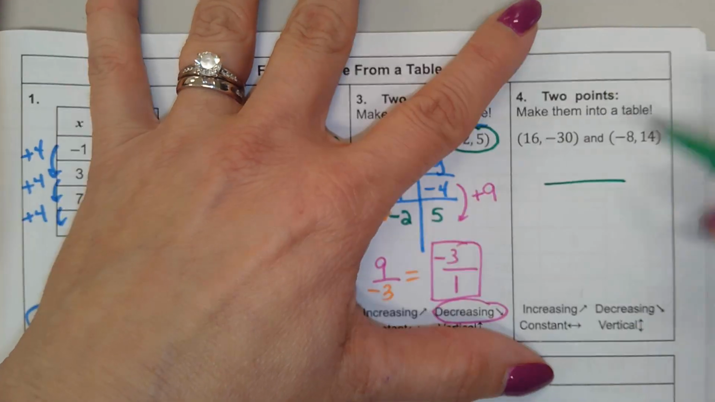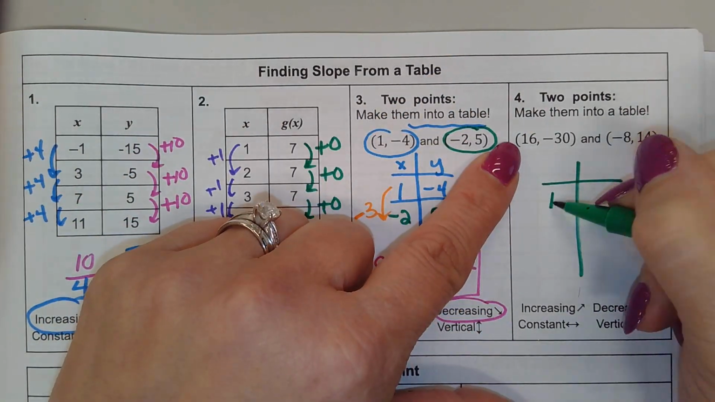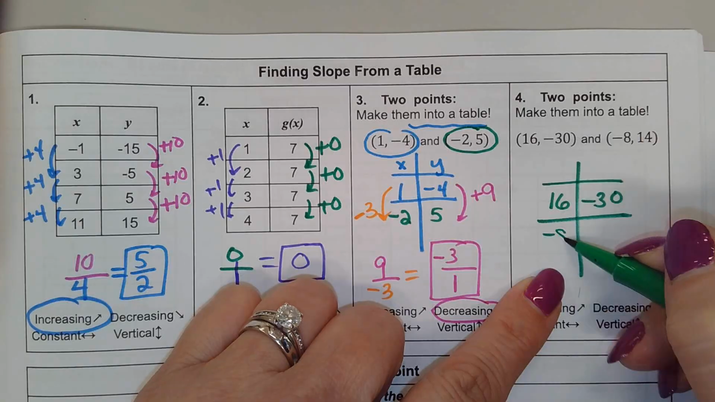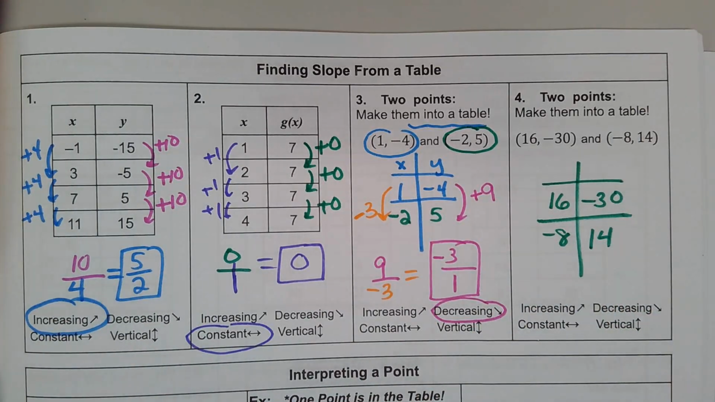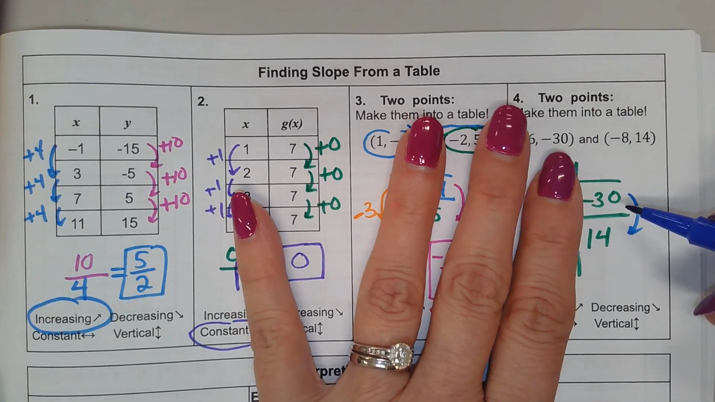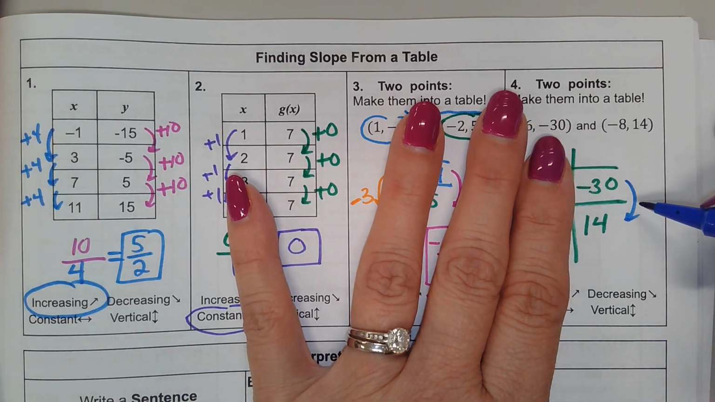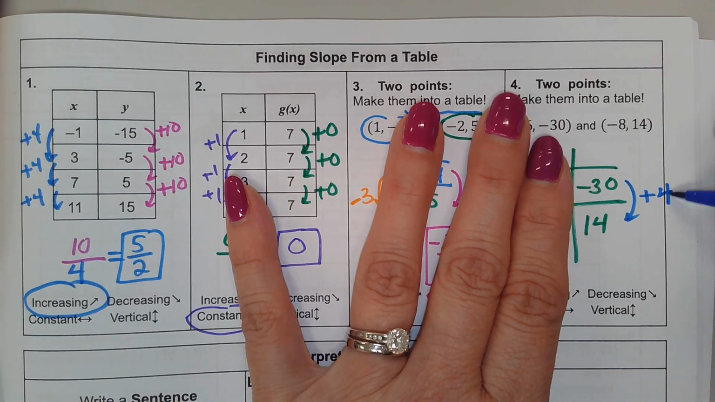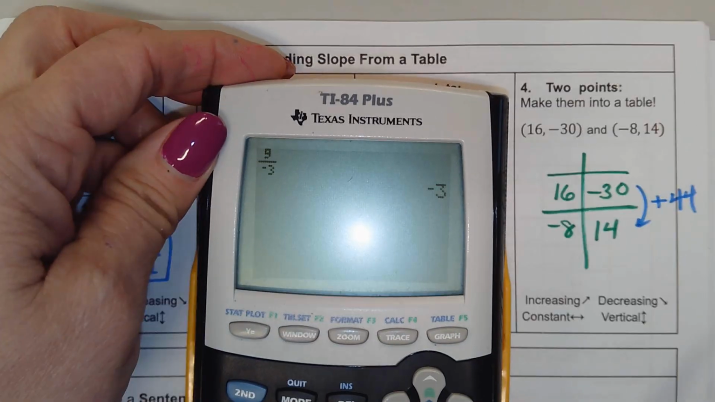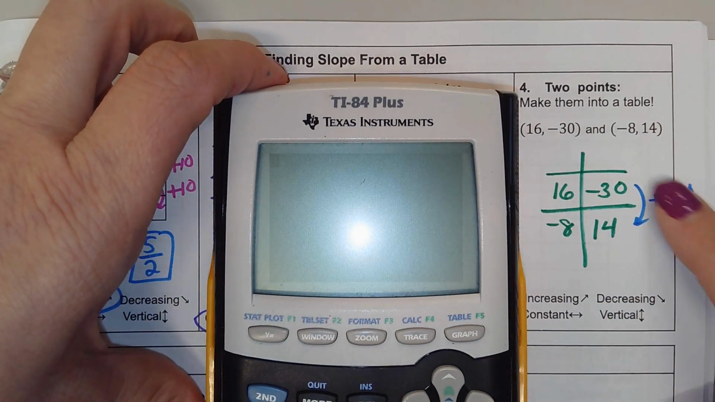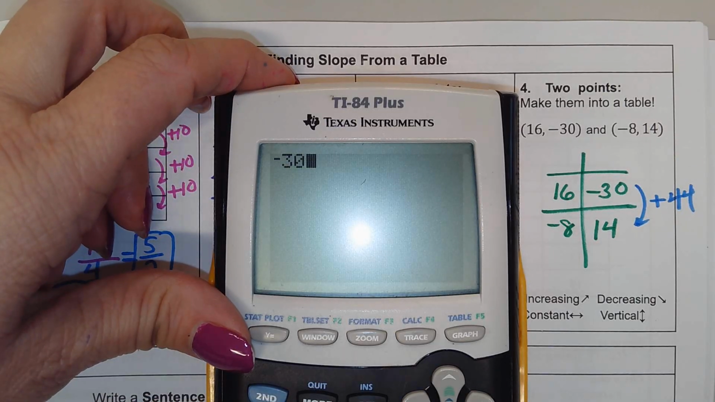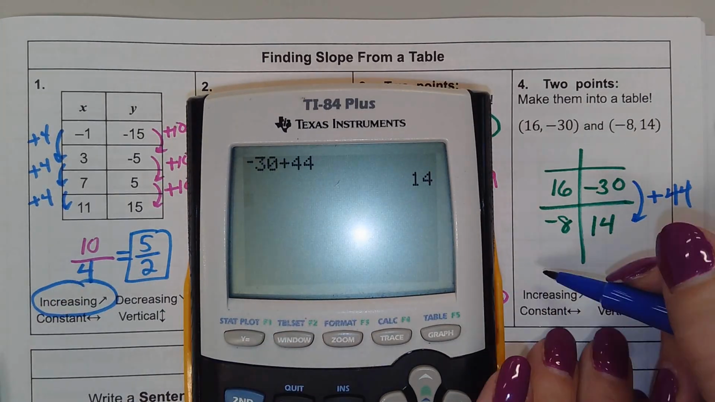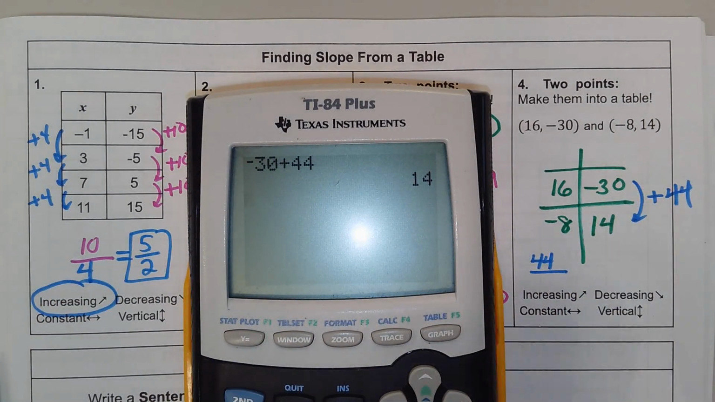And finally, I'm going to take 2 points and put them into a table. The next point is negative 8 and 14. So what's happening here? This is negative 30, and it goes up, up, up to the positives. That's going to be plus 44. If you're not sure, you could subtract those. Negative 30 plus 44 takes us to 14. So 44 more students.